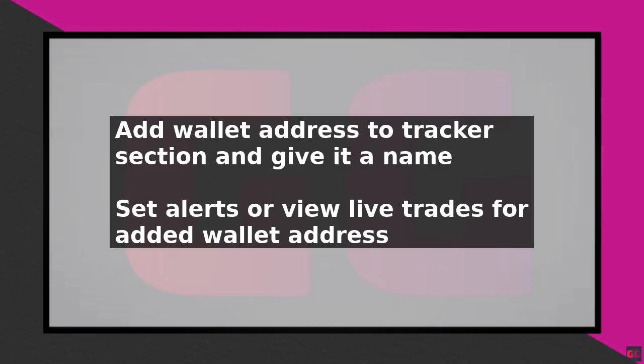Next, go to the Wallet Tracker section and click Add Wallet to add the wallet address you copied. You can also give the wallet a name and add an emoji for easy identification.